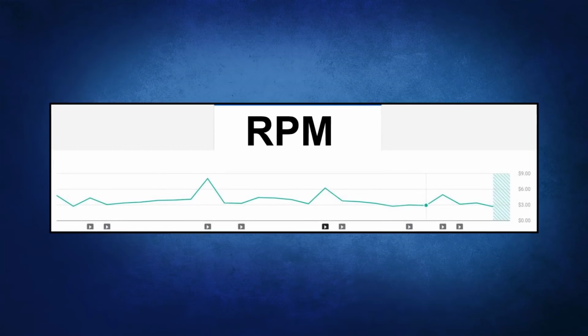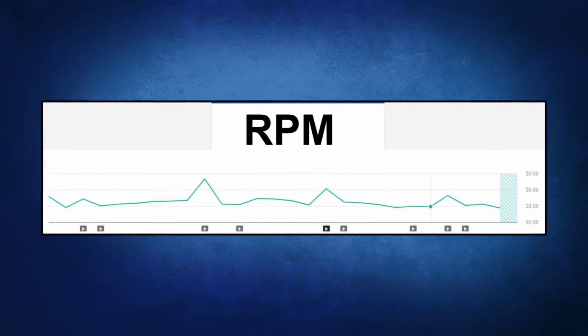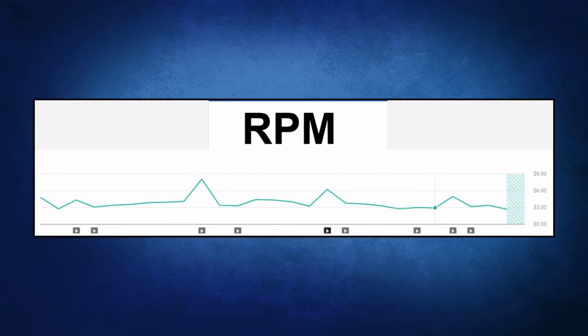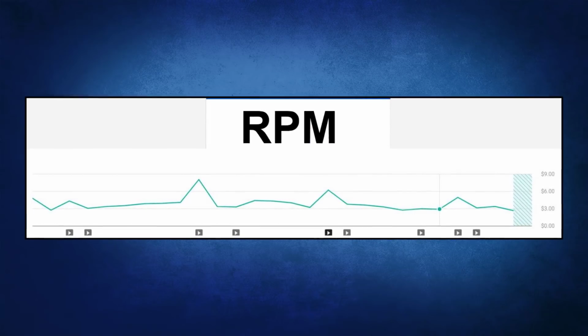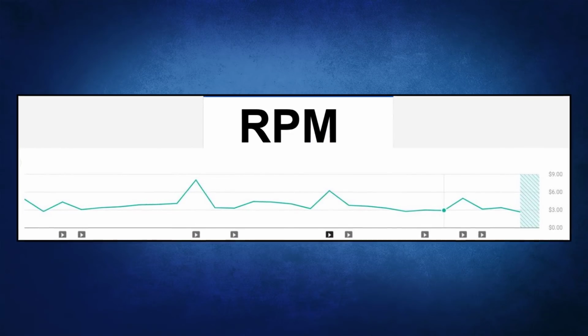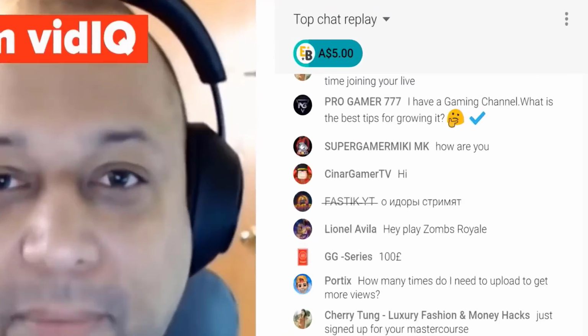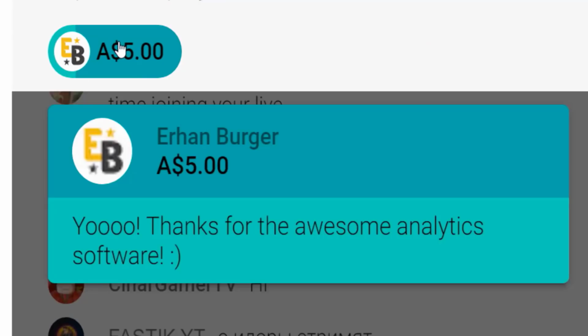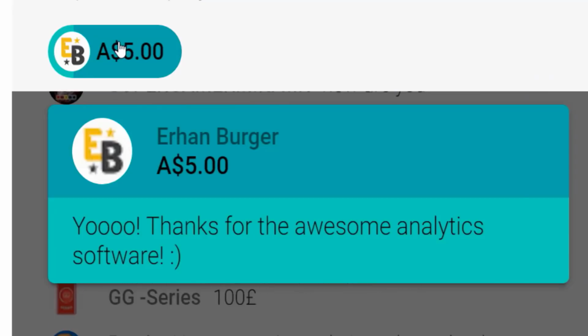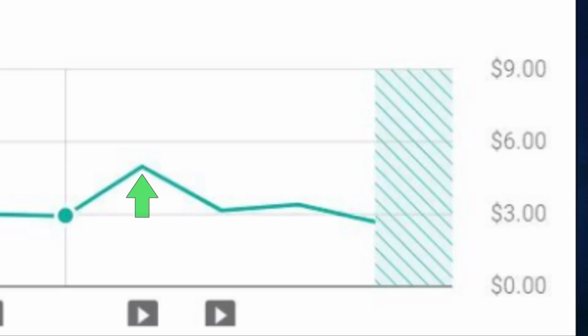As a very simple example, the RPM on this channel is relatively stable over 28 days, but there are 3 distinct spikes that each last a single day. These represent super chats donated to a channel during live streams. It's clear here the value of the creator. The community of the channel is able to raise RPM by 50 to 100%.